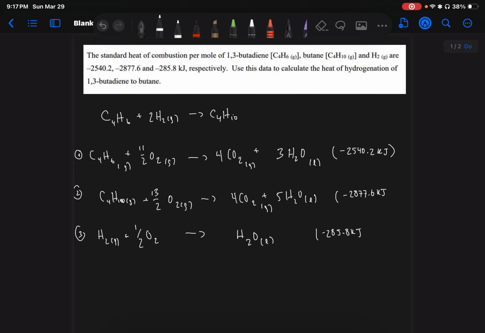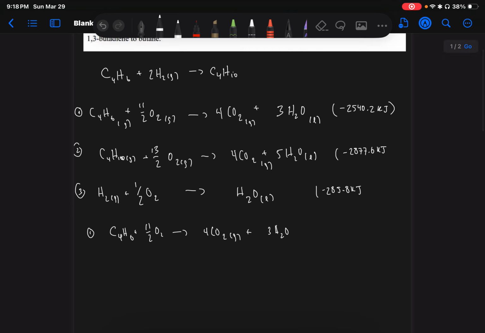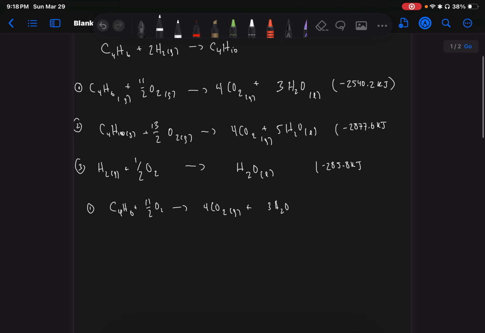So now we need to make sure these reactions add up to the top reaction that we have. So C4H6, that's on the left side, so we could just go ahead and write that down here. We don't have to manipulate this one in any way, because we need C4H6 in the reactants, and we have that. So now for 2, we need C4H10 as a product. So we have to flip this equation. So if we flip it, it'll become positive now.